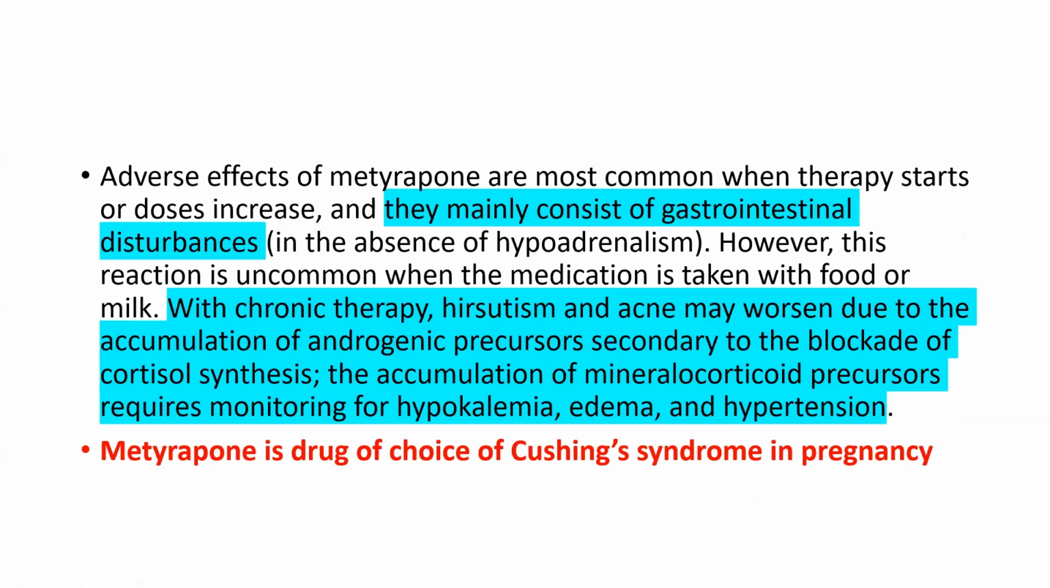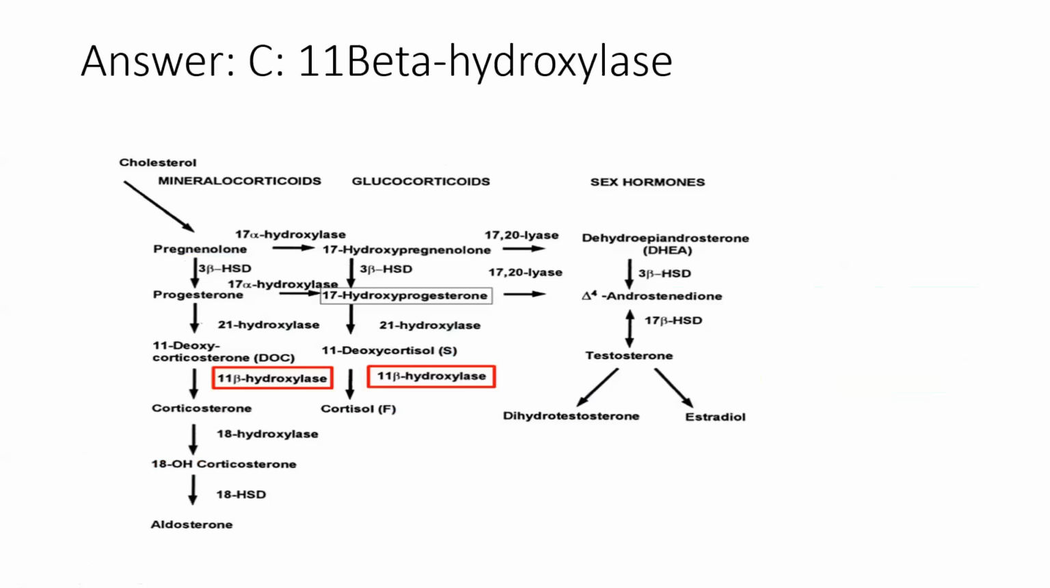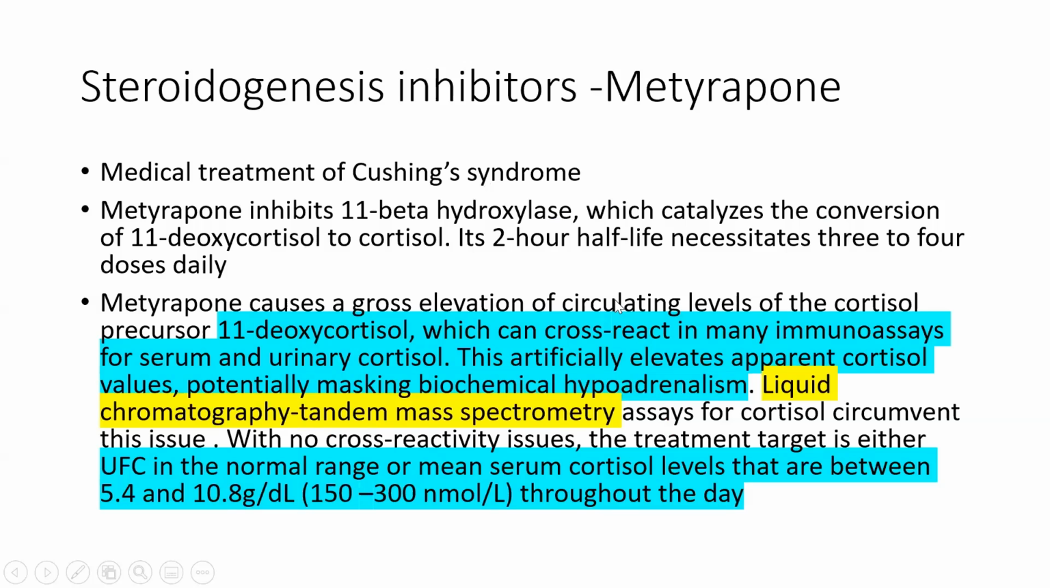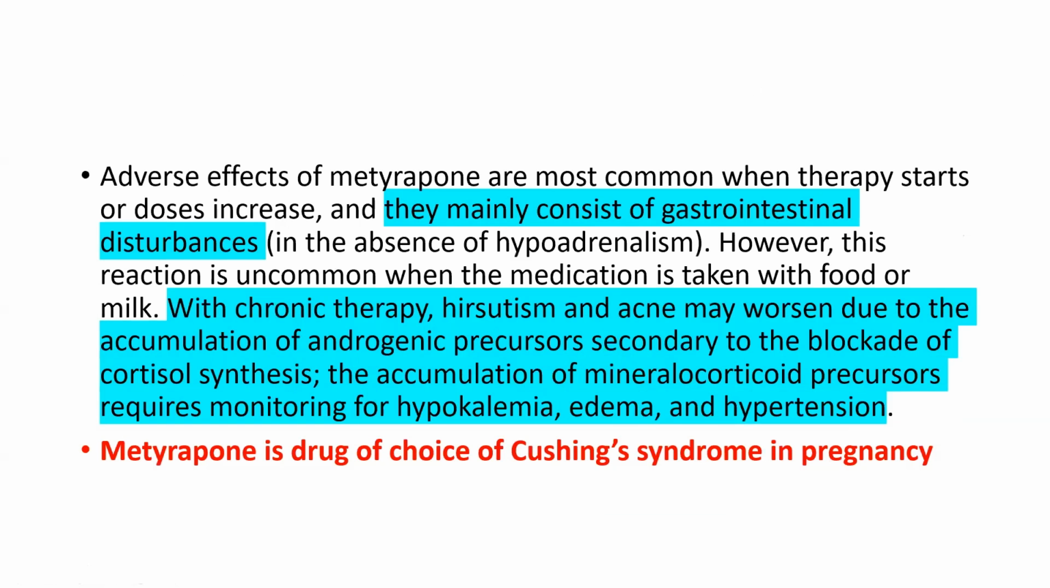What are the other adverse events which we should also note of metyrapone? The most common, if we ask, is gastrointestinal disturbances. Okay, so the most common side effect is gastrointestinal disturbance like nausea, vomiting. Again, very important to note that with chronic therapy, hirsutism and acne may worsen due to accumulation of the androgenic precursors. Of course, we can see that this pathway is getting blocked here, so the androgen precursors will be elevated. And if the androgen precursors are elevated, what is the side effect which we will get? We'll get the hirsutism and acne. And this is very important.